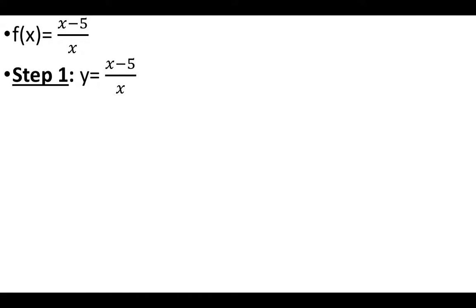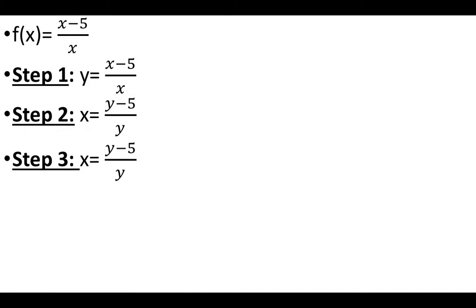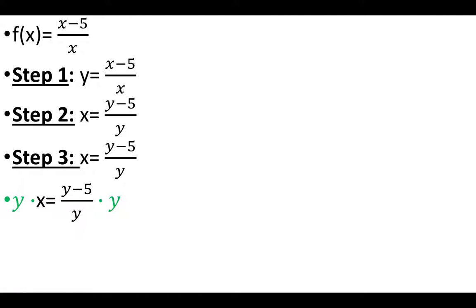So step 1, switch f of x to y. Step 2 is to switch the x and y. Step 3 usually involves trying to get rid of that y from the bottom there. And in order to do that, you multiply both sides by the denominator. The y's on the left side right here will cancel. And you have xy is equal to y minus 5.